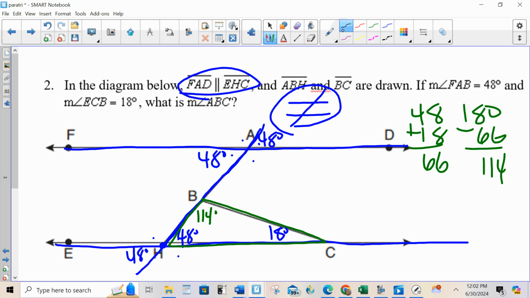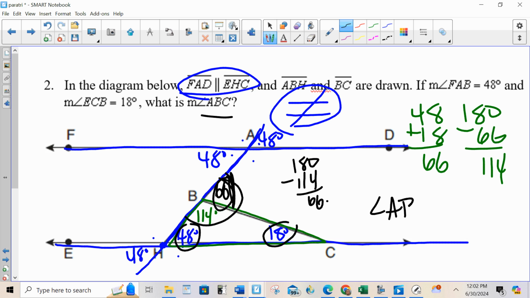And now that I have that, I have a linear pair. 180 minus 114 is 66. What you could have also done to find this, exterior angle theorem, this must be equal to the sum of the two interior angles that aren't touching it. But, I'd rather you just do it the process which we just did it. Either way, this is 66 degrees. ABC is 66 degrees.